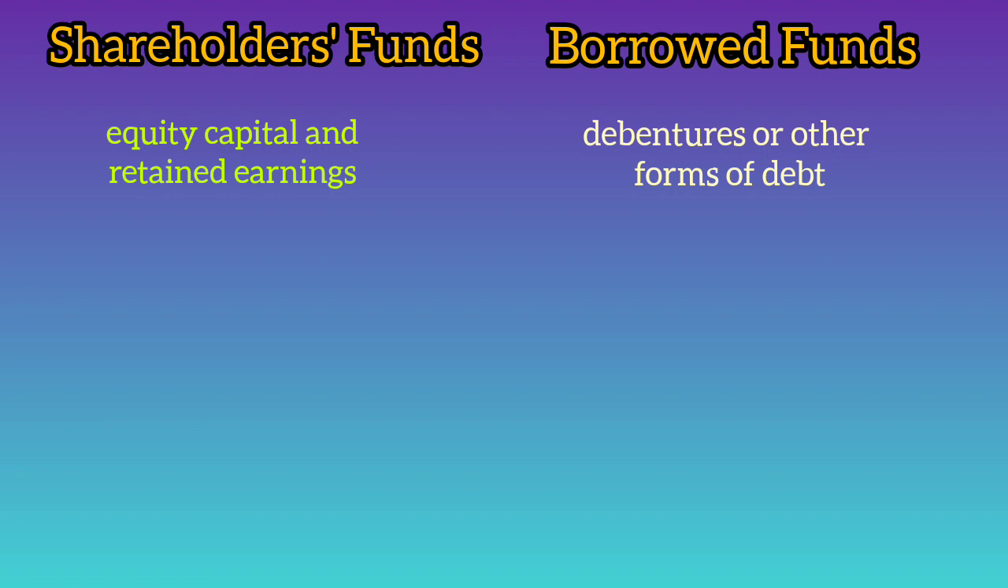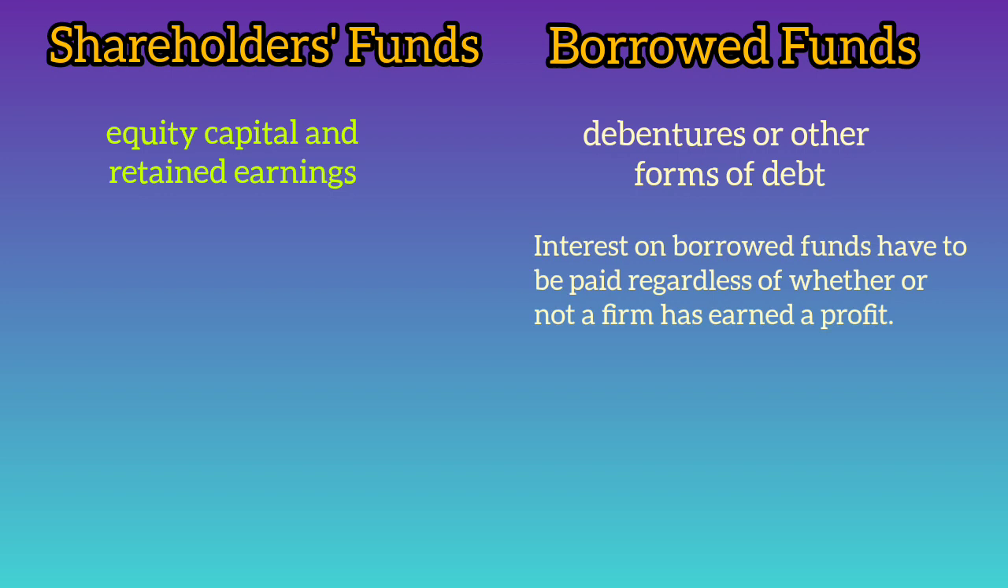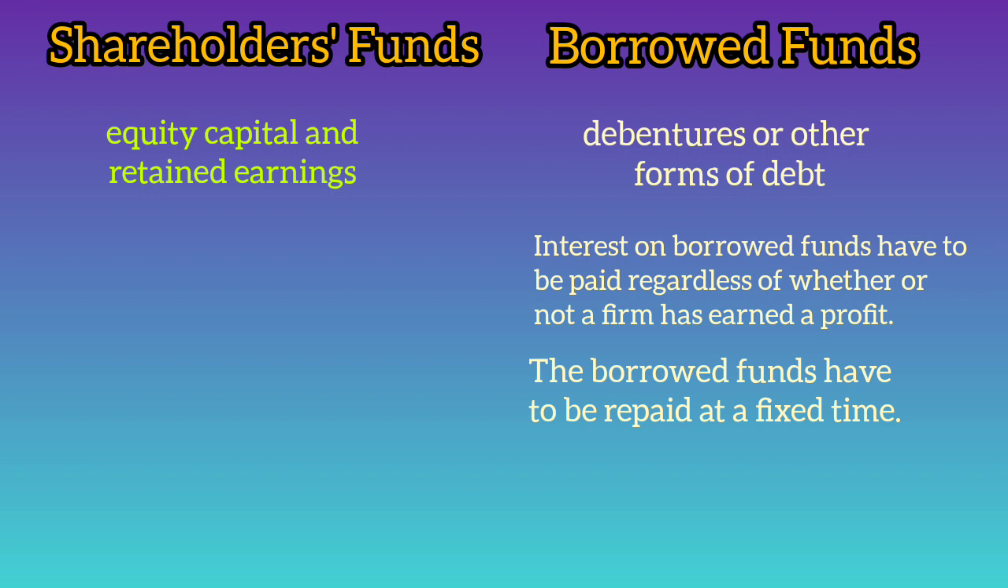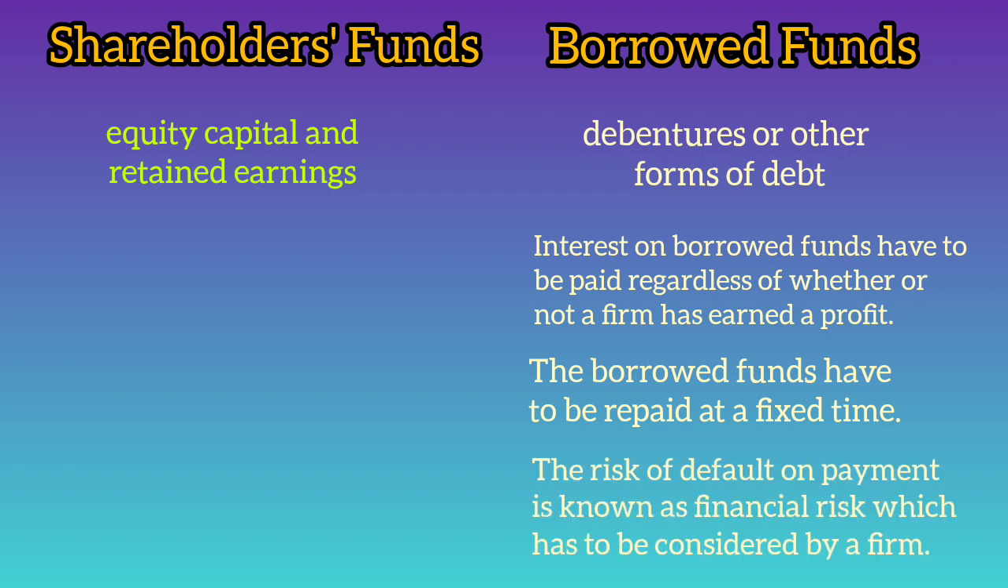A firm has to decide the proportion of funds to be raised from either sources based on their basic characteristics. Interest on borrowed funds has to be paid regardless of whether or not a firm has earned a profit. Likewise, the borrowed funds have to be repaid at a fixed time. The risk of default on payment is known as financial risk, which has to be considered by a firm which does not have sufficient earnings to make these fixed payments. So the overall financial risk depends upon the proportion of debt in the total capital.